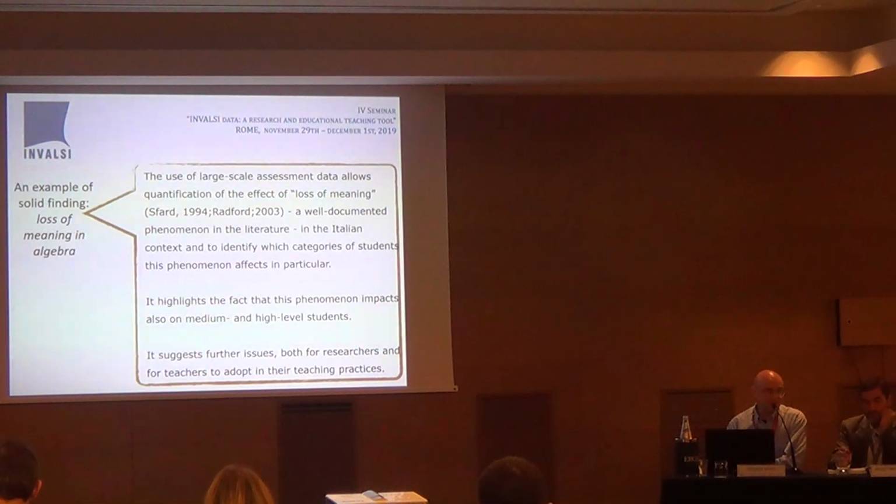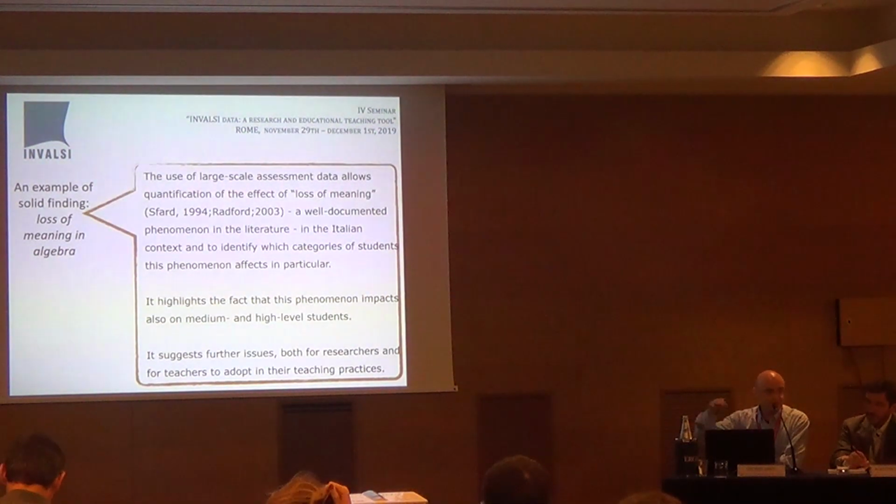And there are many examples in literature, starting from 1994 with Anna Sfard and more recently with Luis Radford, from different aspects that have shown how critical it is when you go from arithmetic to algebra. And another very important result is that we can see that this phenomenon impacts also medium and high-level students. We would expect that as the level of competence increases, students would behave better, or the curve, the line, would drop. But in fact, we see that the wrong answers are chosen also by medium and high-level competent students.